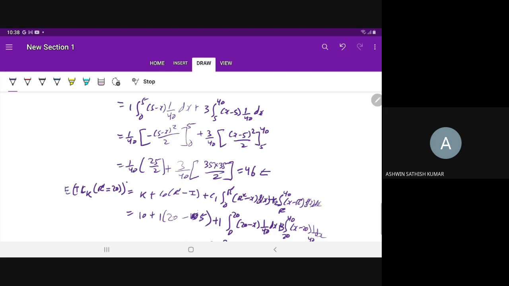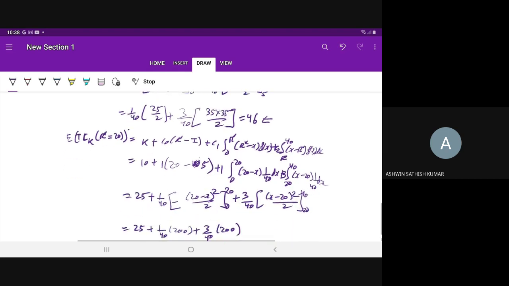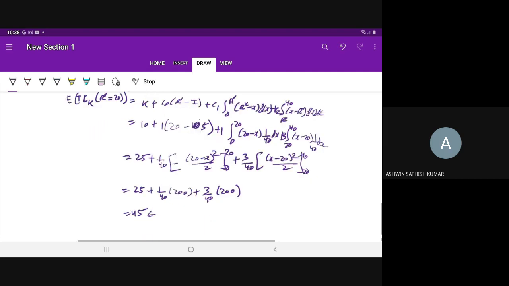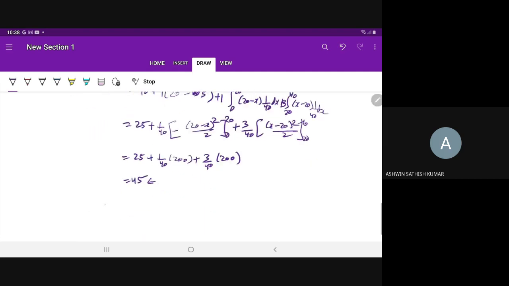When the initial inventory is 5, what can be the ordering policy? The optimal policy is to place an order, because when we are placing an order the cost is 45, and when you are not placing an order the cost is 46. So place an order.